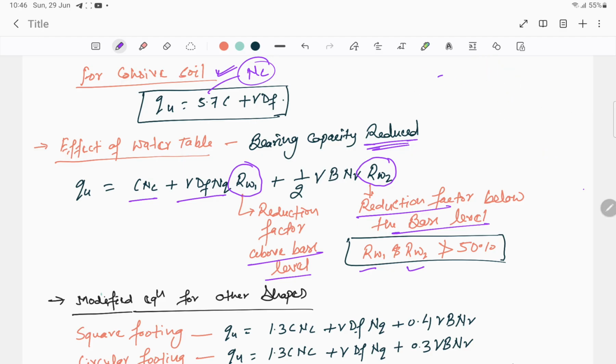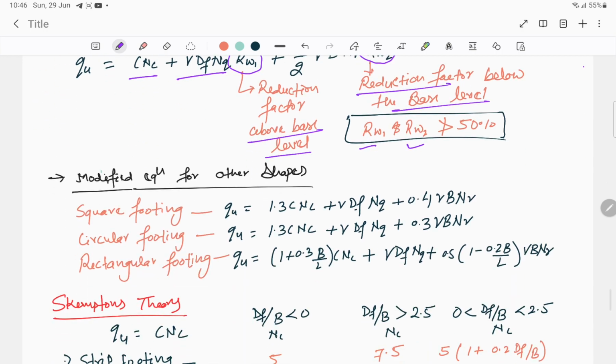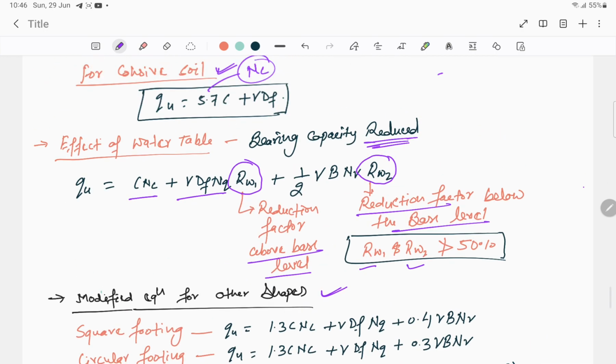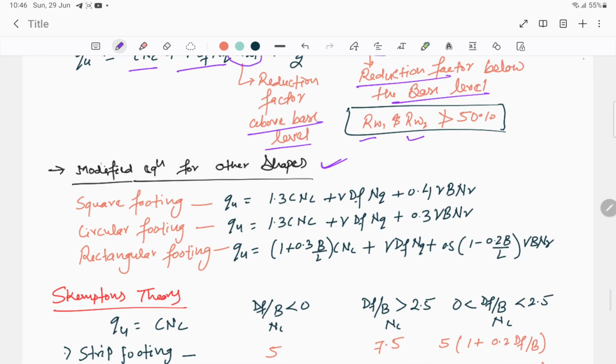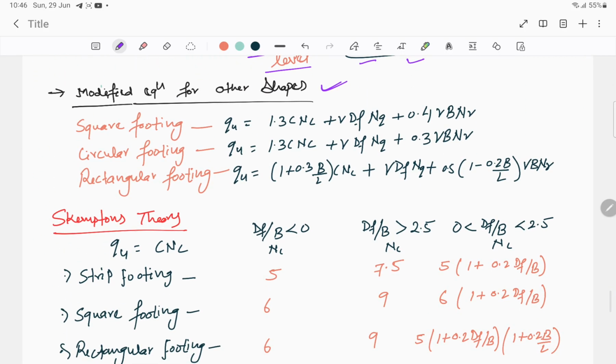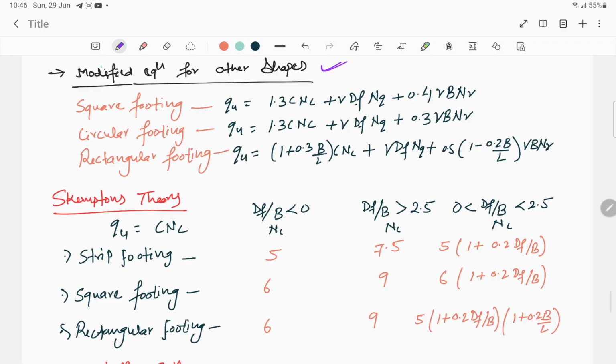Next, there is a modified equation for other shapes. This equation is for strip footing. There are so many types of footing. If the shape of the footing is square, then one factor comes, that is 1.3, and here another factor comes, that is 0.4. Instead of 0.5 it is 0.4.